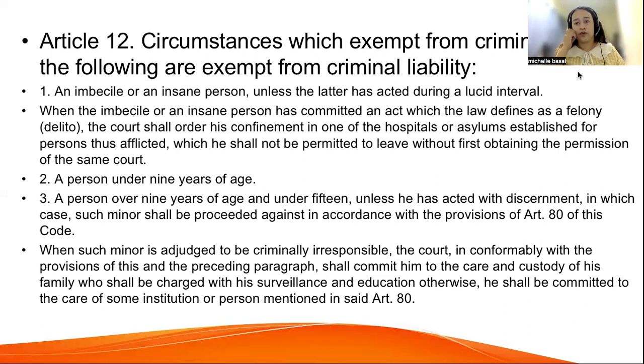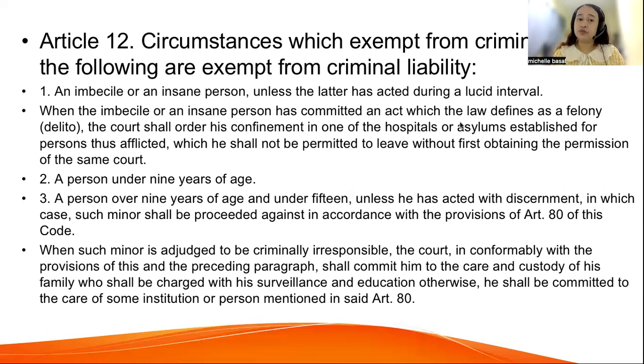And such person, because of having such mental incapacity, does not have what? The intelligence to understand the repercussions of his action. That's why the law recognizes that an imbecile cannot be held liable for the commission of a crime. An imbecile or an insane person is actually exempt from criminal liability.